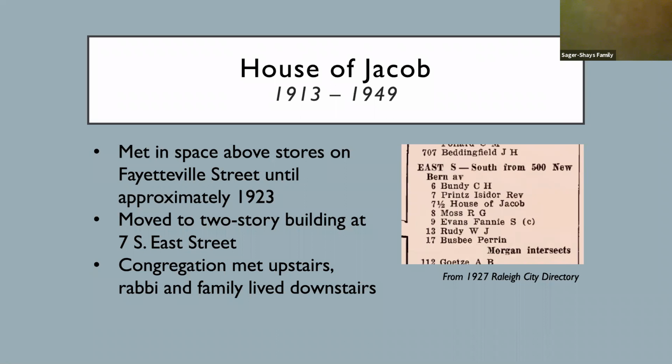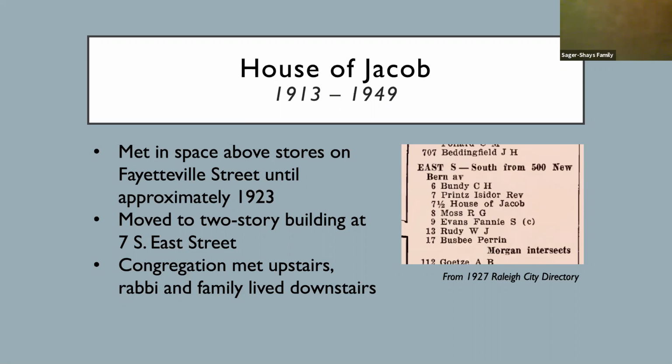In 1923, we began meeting in a two-story building at 7 Southeast Street. That is just south of Newburgh, and it was a two-purpose building. The rabbi and family lived downstairs, and the congregation met upstairs. Really three purposes, because in the backyard, that's where they slaughtered the chickens.